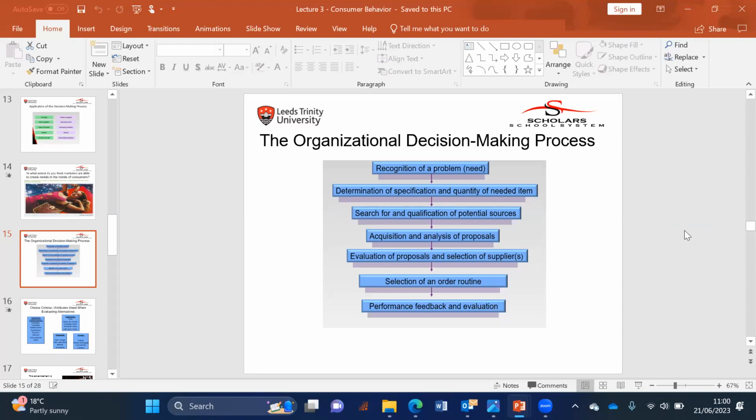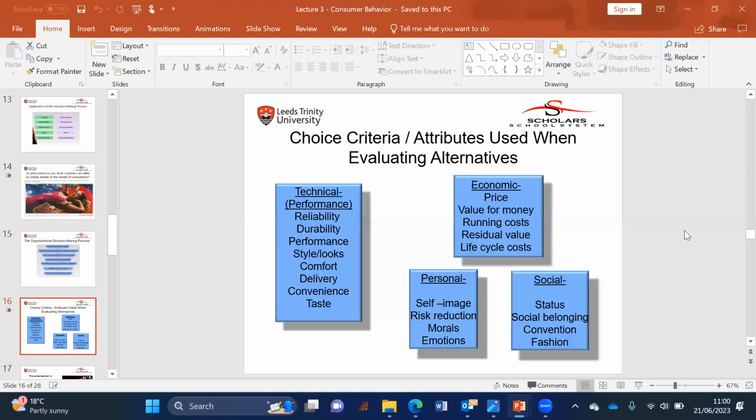Then you evaluate which one of the suppliers you want to deal with, and then you select the routine of an order. So do you want it every month? Do you want it every 2 months? Do you want it every 6 months? And then there's performance and feedback. So then you see, okay, how well was my purchase? And then you evaluate.